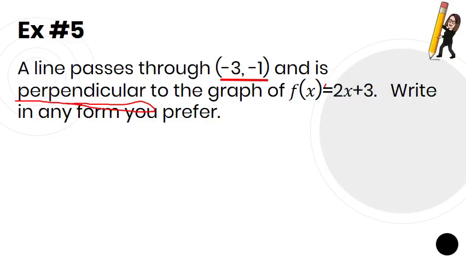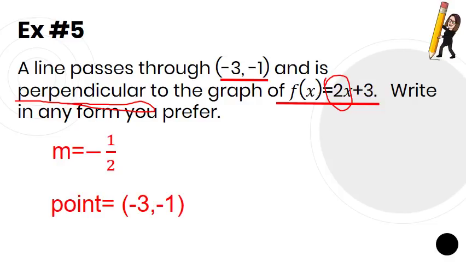If my given slope is 2, what's my perpendicular slope? It is -1/2. And it still has to go through the point (-3, -1). So let's write our new equation of a line. I'm going to start off with y equals, followed by -1/2, followed by my (x + 3) and my minus 1.